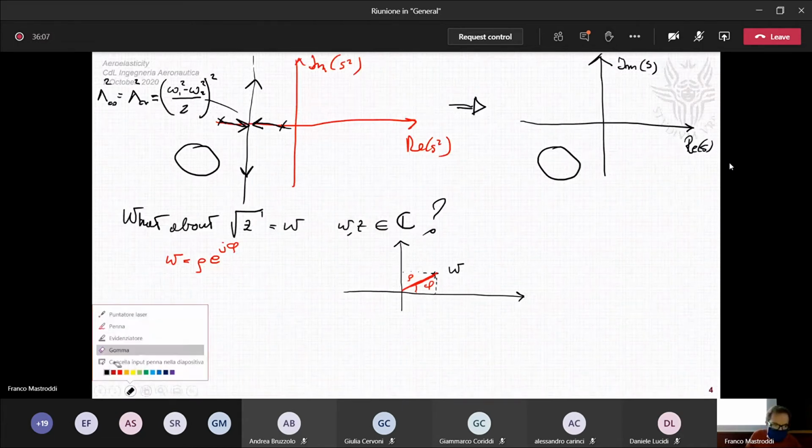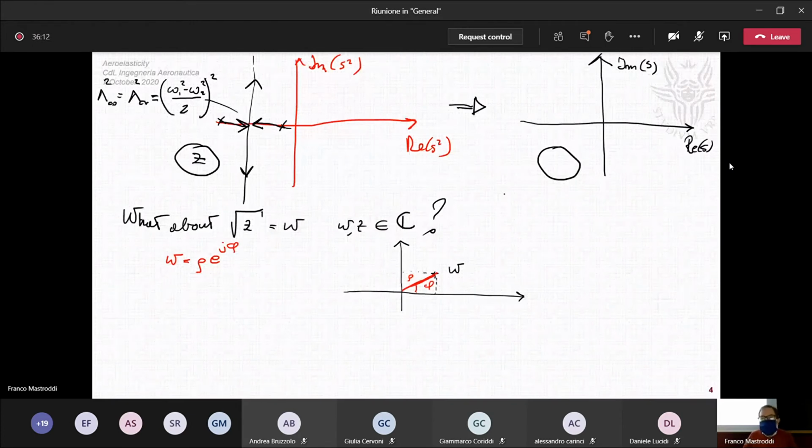Because zeta is the number to be rooted, and w is the result of the root square operation. Okay? So this is not w, this is zeta. And therefore this is zeta in this form, so this is rho of zeta, and this is the phase of zeta. Okay, so if this is zeta, what about w?